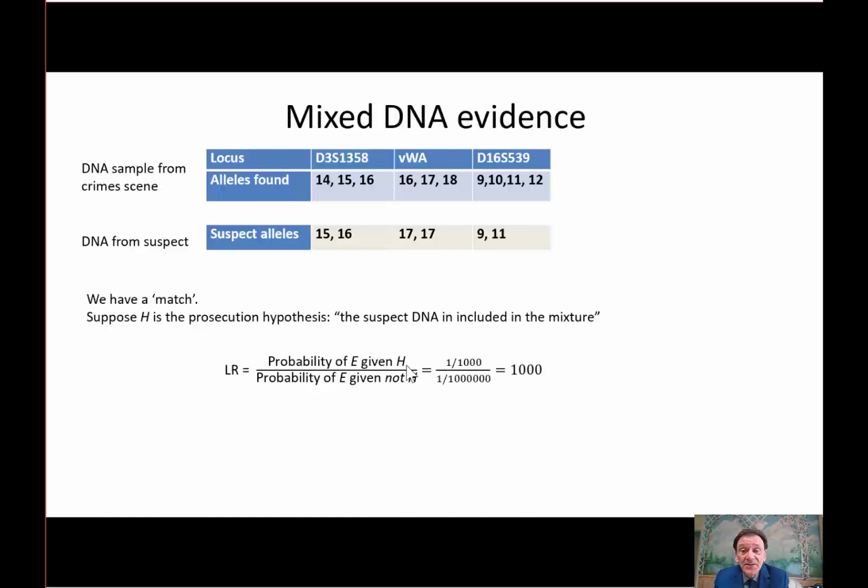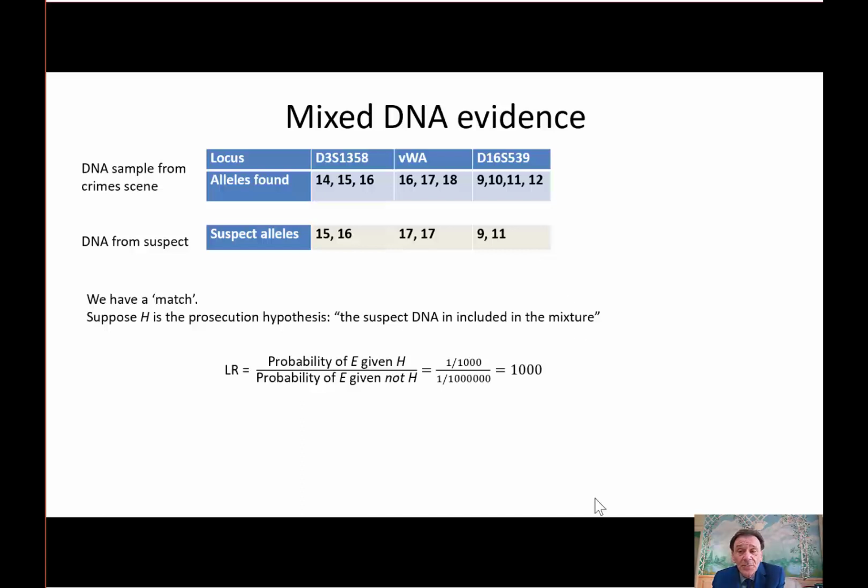It's the probability that the other person in the mixture will have genotype 1414 on this locus, 1618 on this locus, and 1012 on this locus. And again, if on average each genotype occurs in 1 in 10 people, then a so-called unrelated person will have a probability 1 over 10 times 1 over 10 times 1 over 10, which is 1 over 1,000.